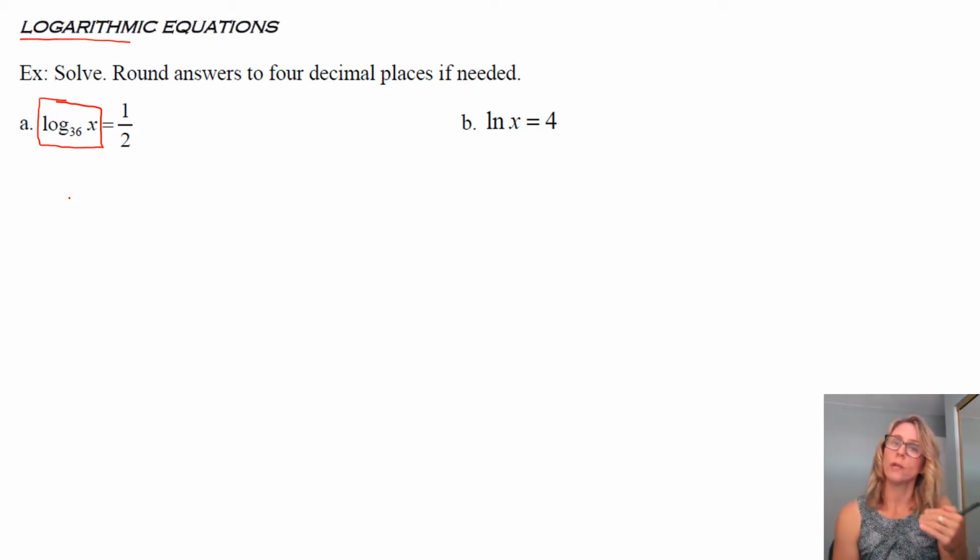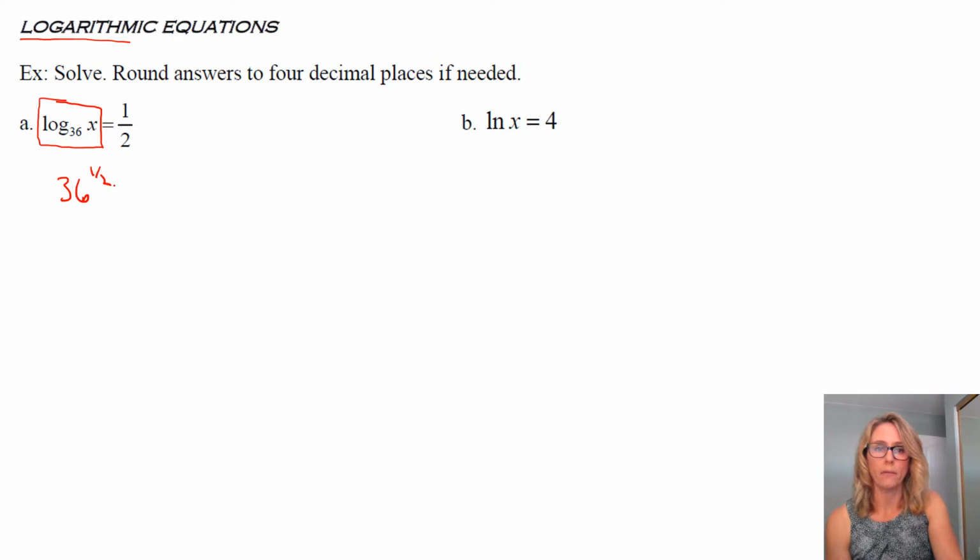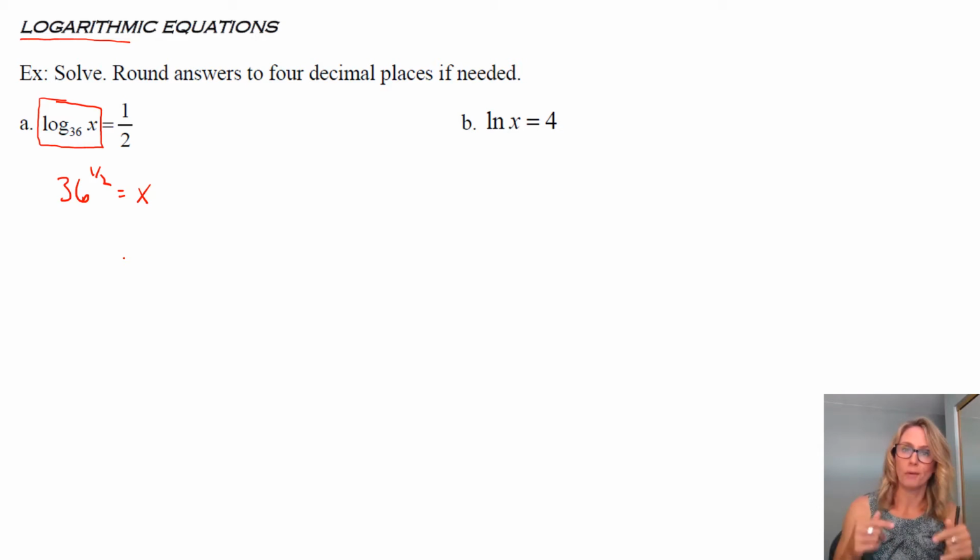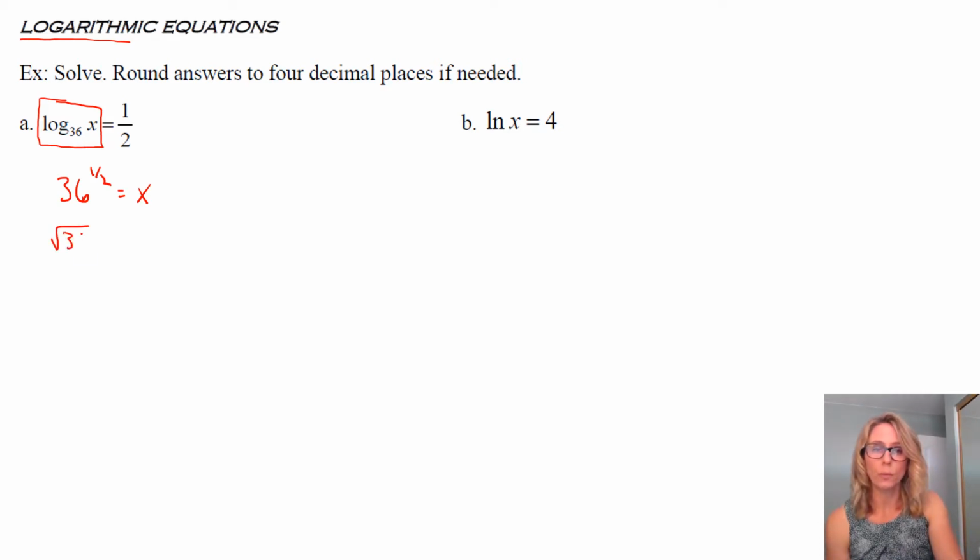That 36 to the 1/2 must equal x. So that allows us to rewrite this as 36 to the 1/2 equals x. Those two things are equivalent, the equation up above and the equation that we just rewrote. Now you can see, hopefully, that it's a very easy solve, because 36 to the 1/2 is the same as the square root of 36, and the square root of 36 is just 6. So then we have our answer. And that's all we had to do, just rewrite it, which is great.